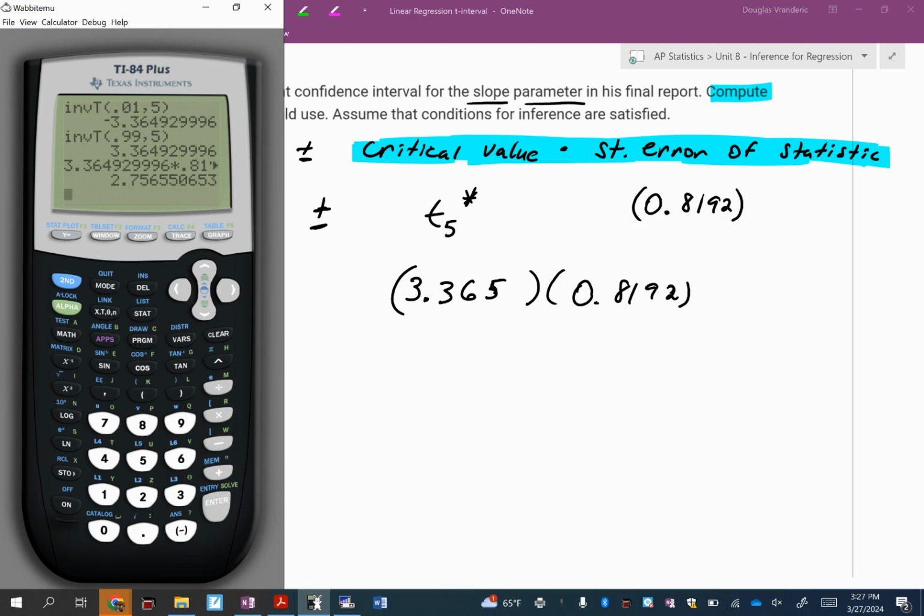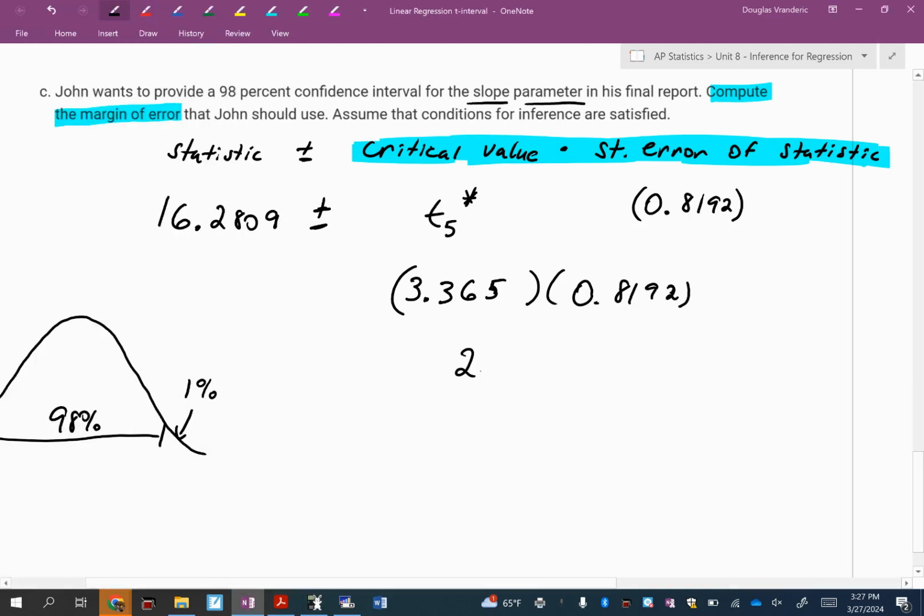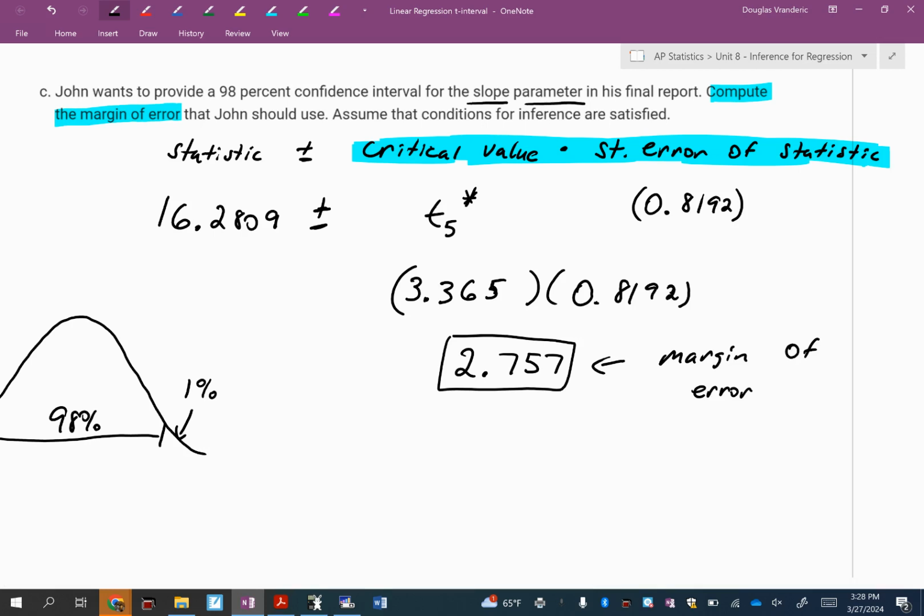The margin of error is 2.757. No, because margin of error is after the plus or minus. So you're essentially saying, I expect the slope to be 16.2809, but if I'm saying I'm 98% confident, I'm confident it's going to be no more than a little over 19, and no less than 13 and a half-ish. That's what I expect it to be, like 13 and a half to about 19.